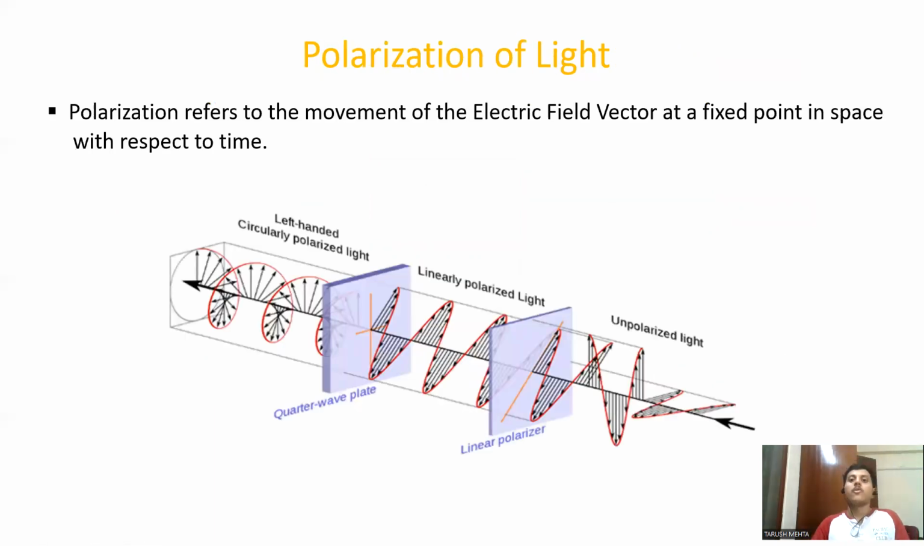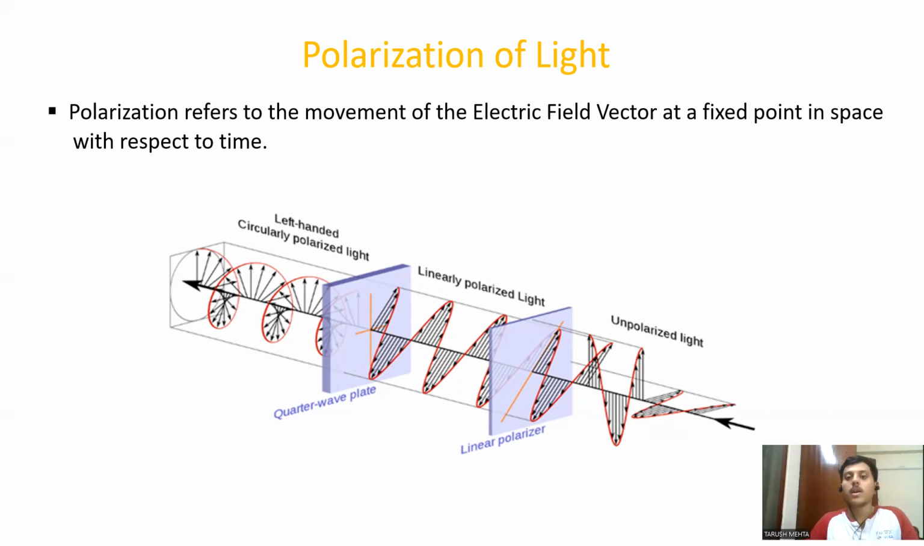Now coming to a very important phenomenon called the polarization of light, which was actually not present in wave optics. So wave optics could explain most of the phenomena like diffraction, interference, and also the basic phenomena like reflection, refraction, but it failed to explain the working of the beam splitters and all, which involved the concept of polarization. So polarization basically refers to the movement of the electric field vector at a fixed point in space with respect to time.